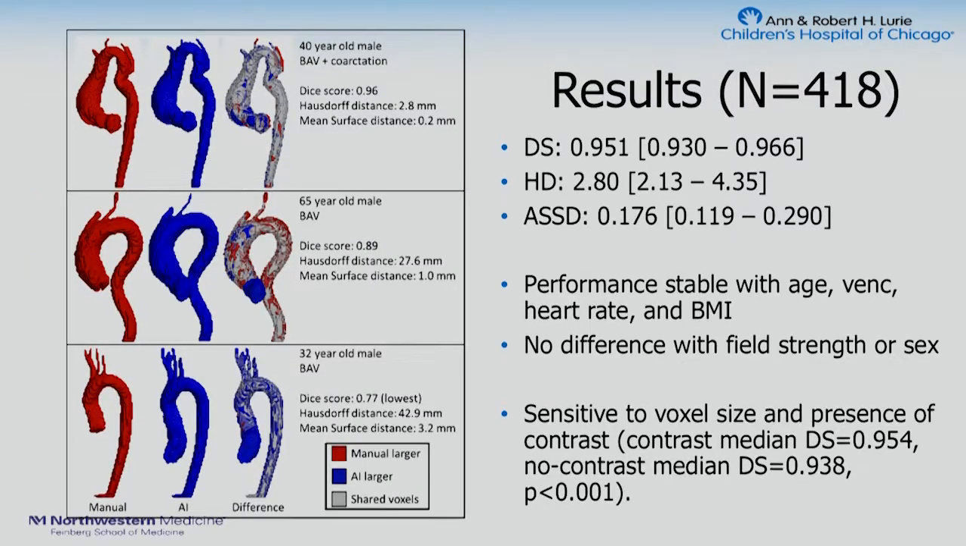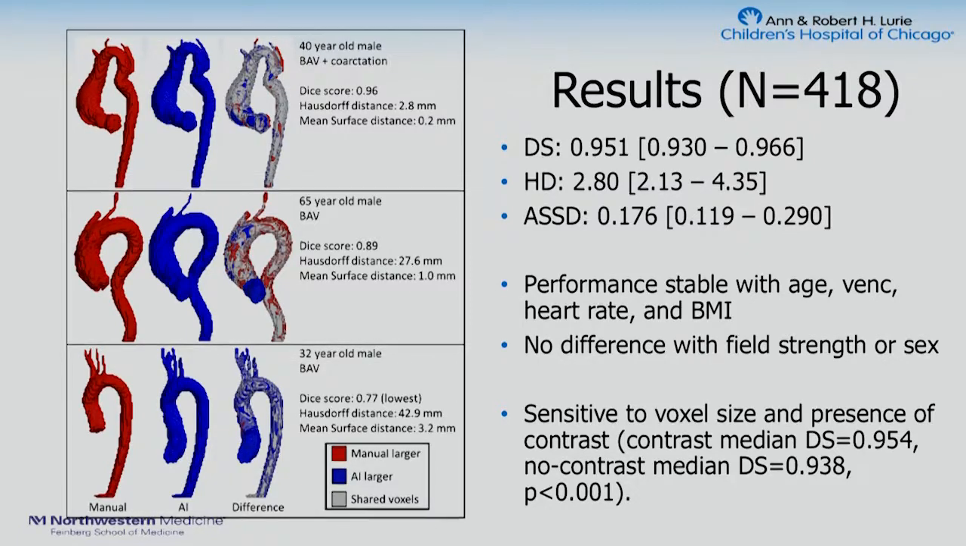For the results, the CNN demonstrated excellent performance for the testing cohort, with a median dice score of 0.951, a median Hausdorff distance of 2.8, and a median average symmetrical surface distance of 0.176.